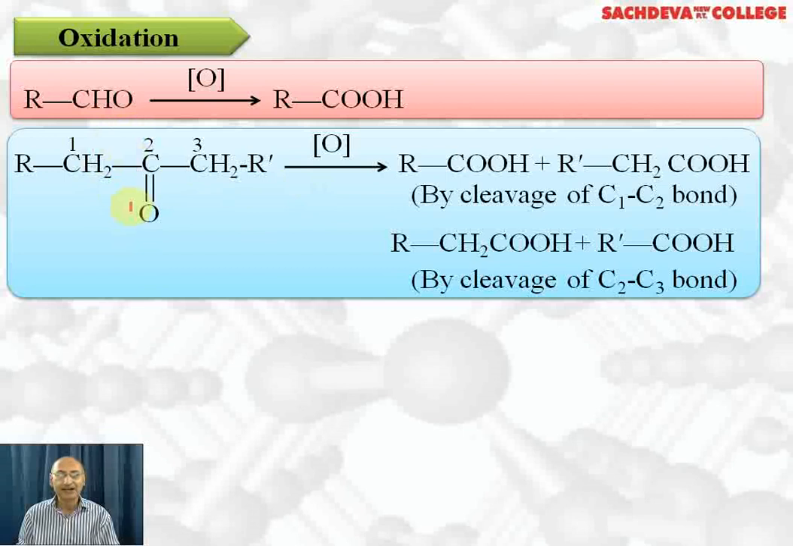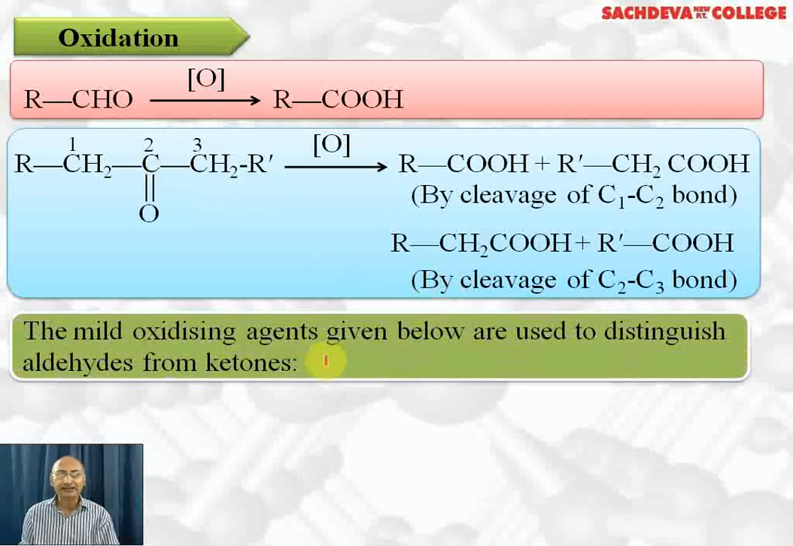If the bond breaks here, this carbon will change to carboxylic acid, we get RCOOH, and this side will get R-CH2COOH. These products are formed if cleavage starts from 1 and 2. But if cleavage takes place from 2 and 3, then the acids formed will be RCH2COOH and R-COOH. So the bond can break both ways. Here C1, C2 cleavage took place, and here C2, C3 cleavage took place. C1 and C2 leads to these products, whereas C2 and C3 leads to these products.